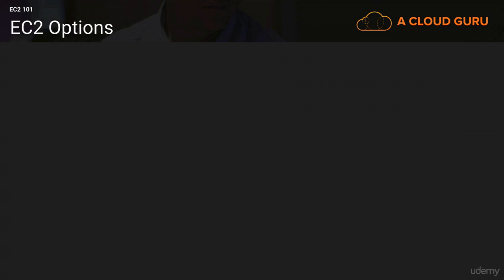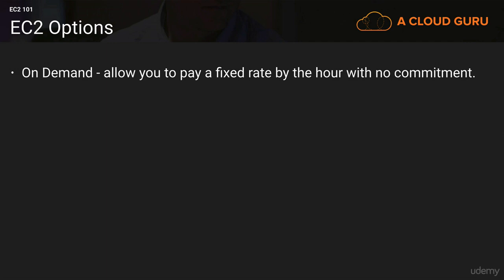So let's start with the different EC2 pricing options. So we've just been talking about on demand, and this is basically where you pay a fixed rate by the hour with no commitment. So this is what I'm talking about when I'm talking about startups. They could provision servers, pay for them by the hour. And then when they were finished with them, they could just terminate them and they wouldn't be locked into any sort of long-term contracts.